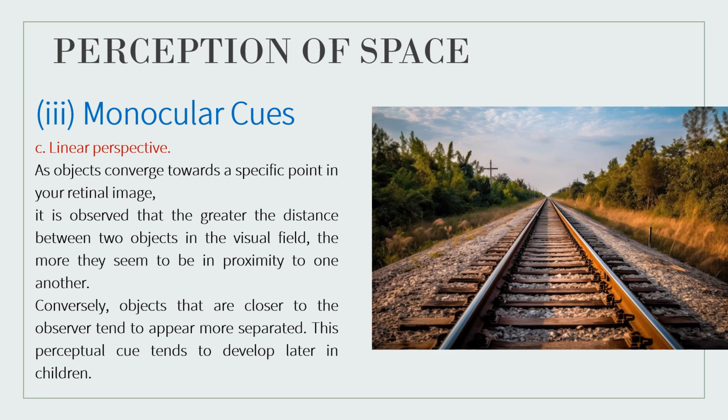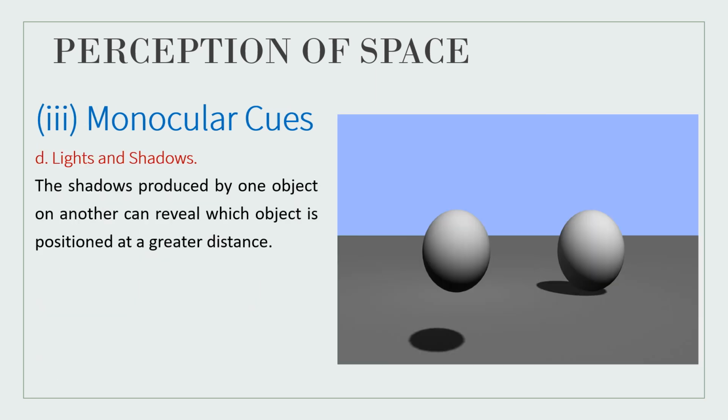This is linear perspective. As objects converge toward a specific point in your retinal image, it is observed that the greater the distance between two objects in the visual field, the more they seem to be in proximity to each other. So you can understand by this picture, the figures which are farther away seem to be closer than the trees that are nearer in the visual field. Light and shadows. The shadows produced by one object on another can reveal which object is positioned at a greater distance. You can see that the wall on the left side seems to be positioned at a greater distance from the surface. So this is the light and shadow effect.